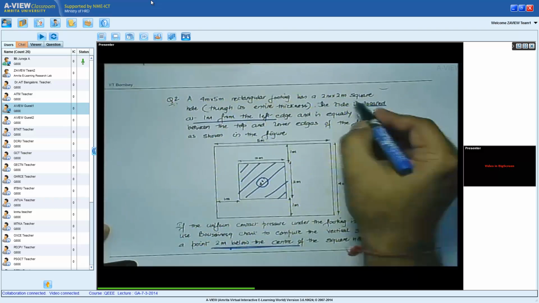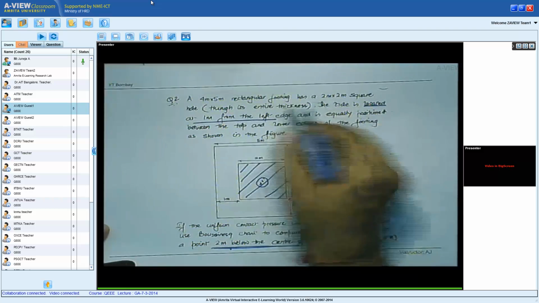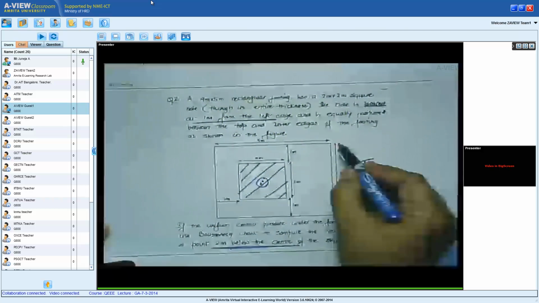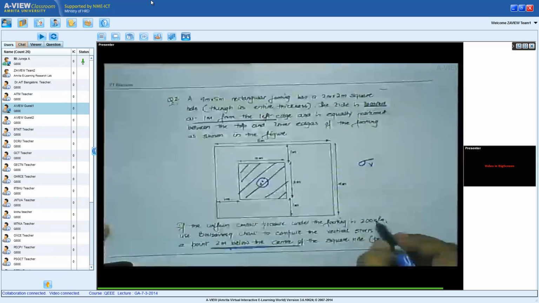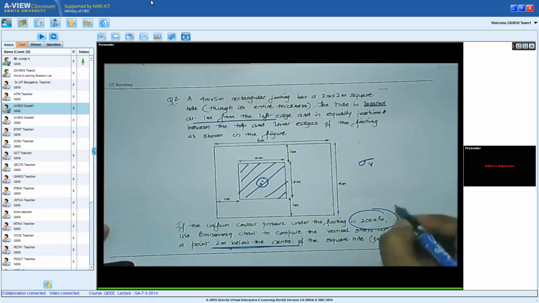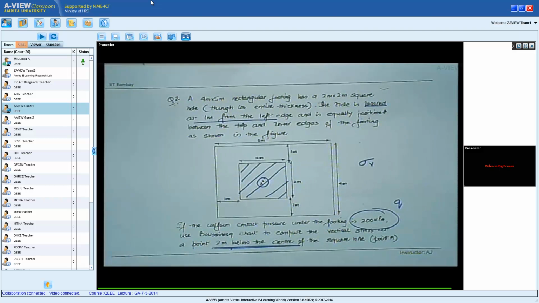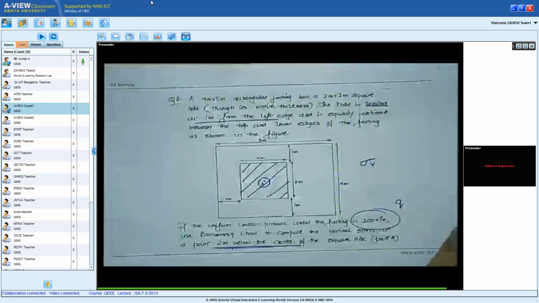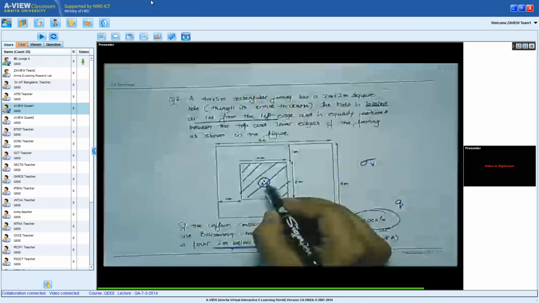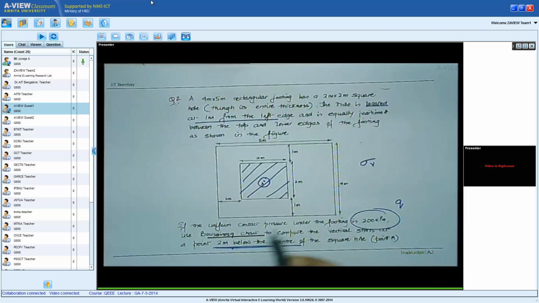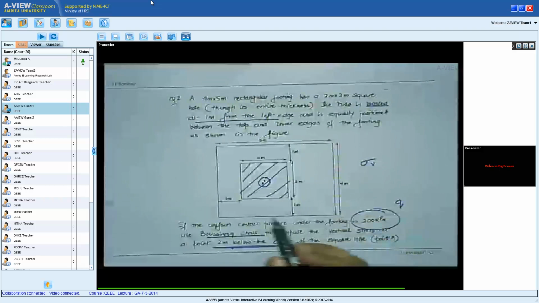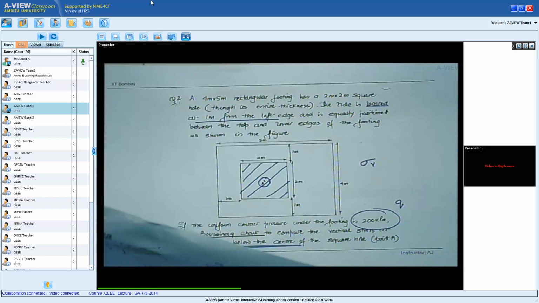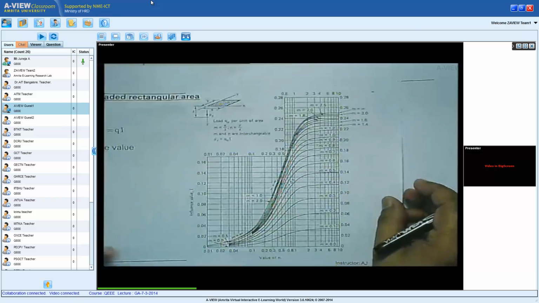What is the vertical stress sigma V? That's the question. The dimensions of the footing are given: a 2 meter square empty region in a 5 meter by 4 meter footing. Look at this very carefully, and the surface loading Q is 200 kilopascal. Remember, if it says use the Boussinesq chart, you have to use the chart, which is over here.